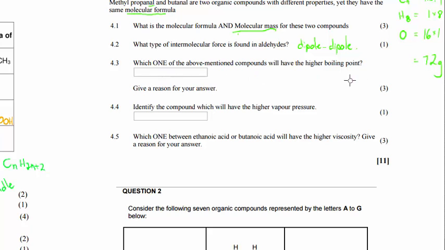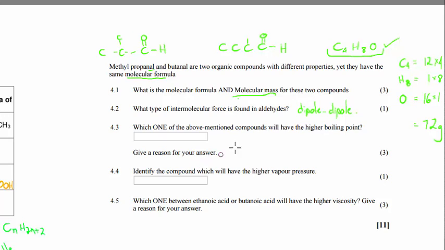4.1. Which one of the above mentioned compounds will have the higher boiling point? Give a reason for your answer. The higher boiling point would have to be butanol. Why butanol? Isn't it the longest structure? No. Isn't it the one with the branch?